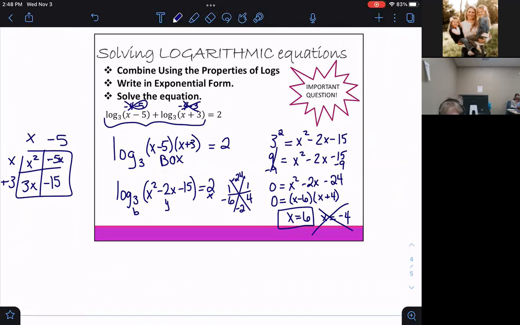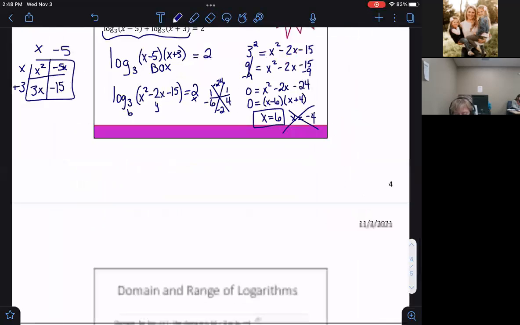So anytime you end up with two answers, you just want to check them in the original equation. You could try to plug them in the entire equation and work your way through the whole thing. But like I said, if you just plug those into those parentheses and you get a negative number, you can stop because it's not going to be a solution.